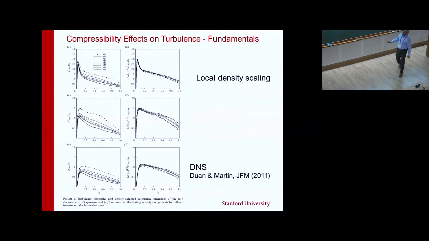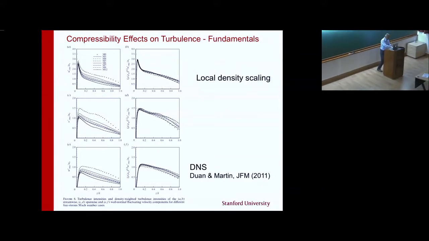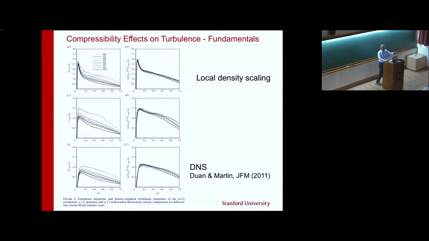So on the left is the variation with Mach number, and that variation is essentially removed. This is taken from Duan and Martin's paper in JFM. These things are scaling with local density, essentially saying that there is a constant stress layer, and so the velocity fluctuations scale like 1 over the square root of density. Once you take that into account, this collapse is achieved, up to Mach 12.